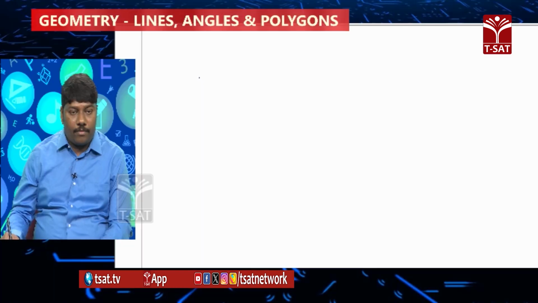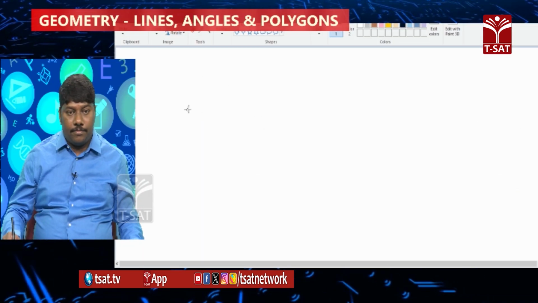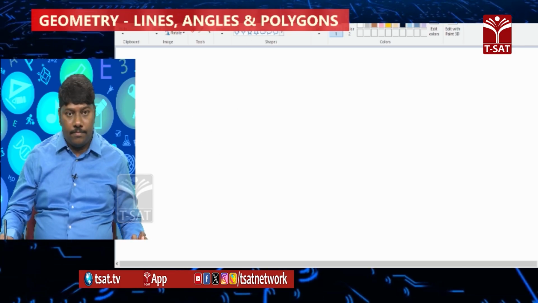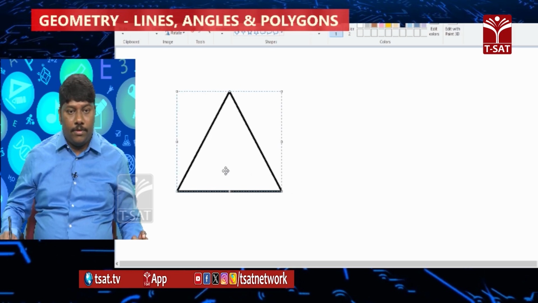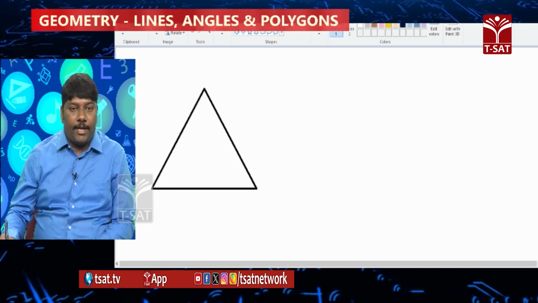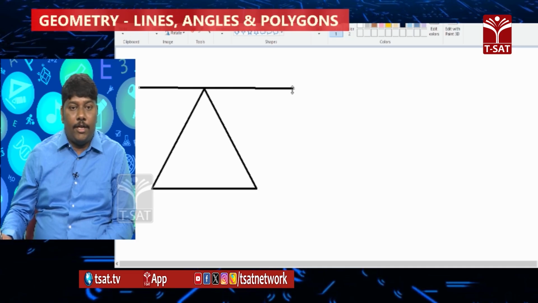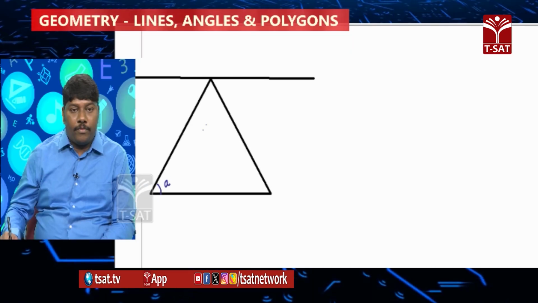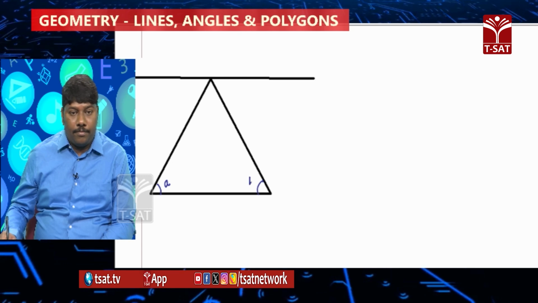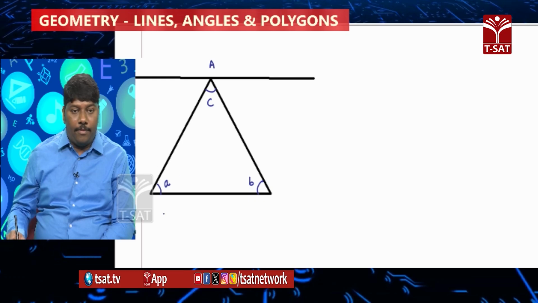See here, if I take a triangle, two parallel lines, a triangle. First try to understand what is the sum of interior angles of a triangle. I am taking a line which is parallel to its base. Angle A, angle B, angle C. Let this triangle be ABC.